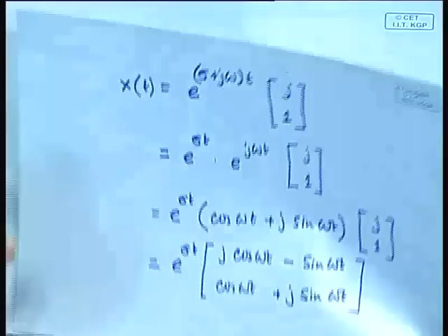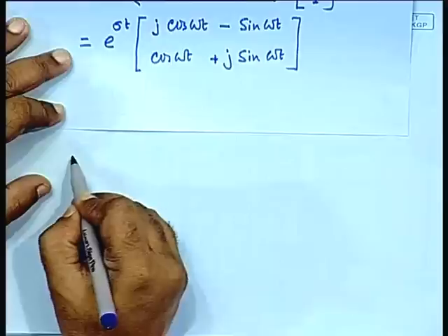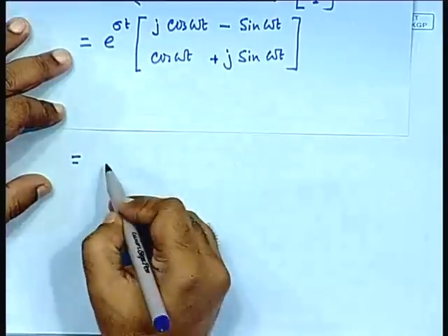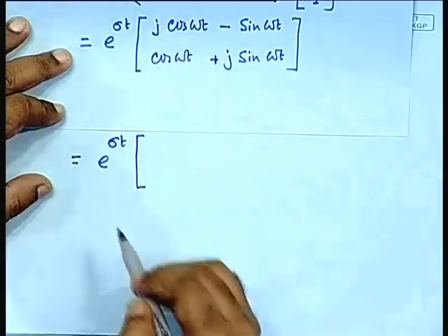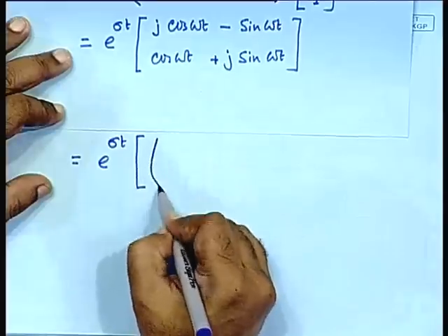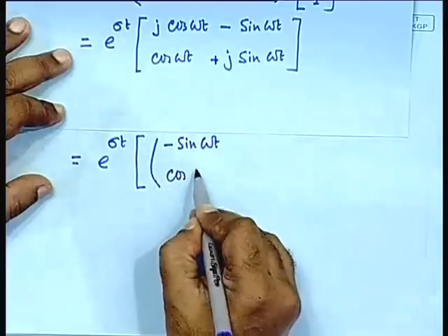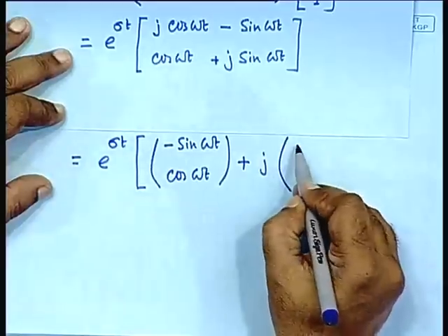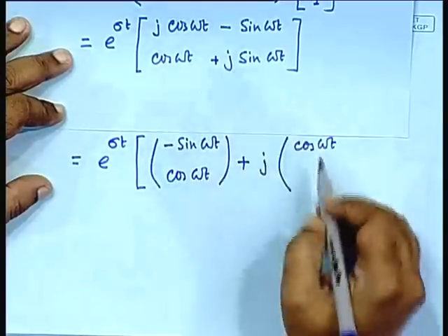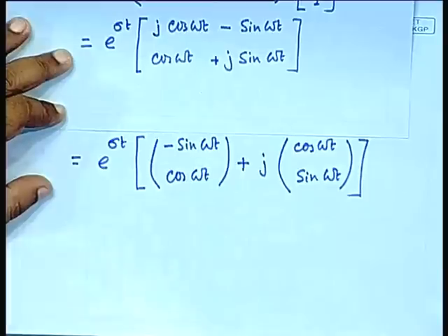Now, can you see it? Yes. Now, this is equal to e to the power sigma t remains, and then we will first write the real part, which is minus sin omega t, and here cos omega t, plus j cos omega t, sin omega t. Fine. So, we have separated out the two parts.